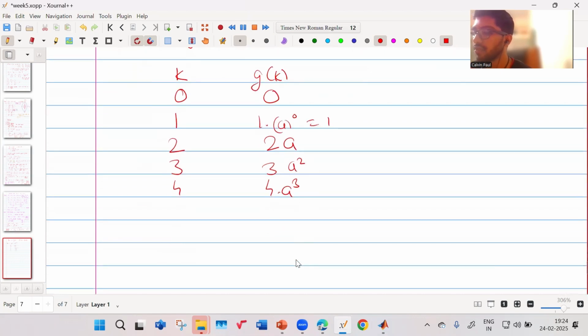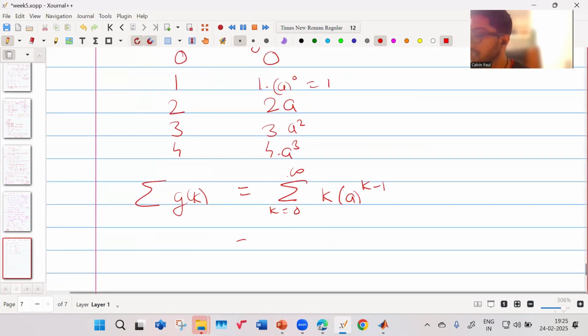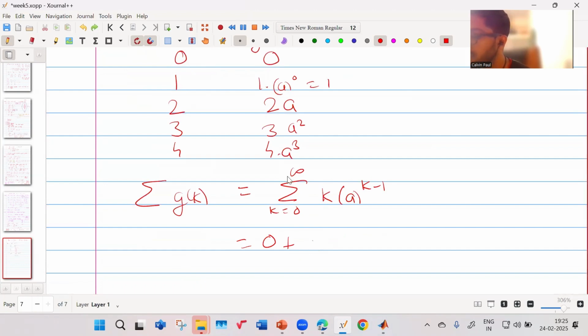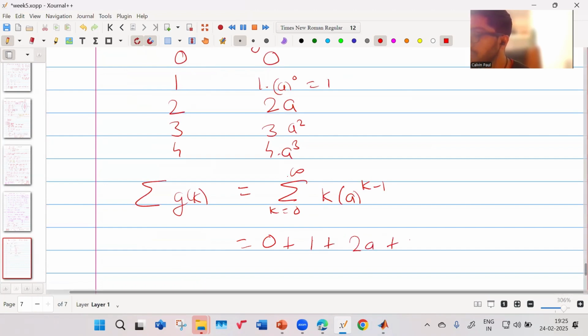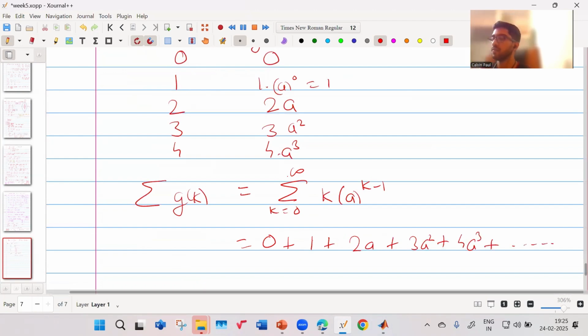So what we want is the summation of g of k, that is the summation k going from 0 to infinity, k into a raised to k minus 1. That is 0 plus 1 plus 2a plus 3a square plus 4a cube plus dot dot dot. Then how do we find this sum? This sum will be complicated. What is the method?